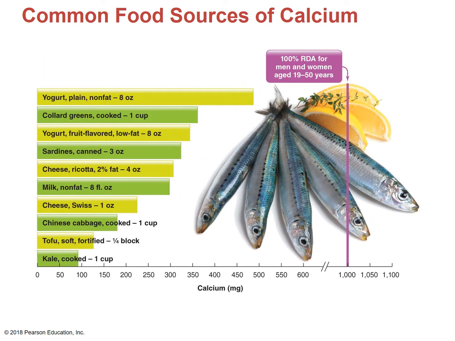Here are common sources of calcium: yogurt, collard greens, sardines, cheese, milk, Swiss cheese, cabbage, tofu, which is fortified, and then kale.